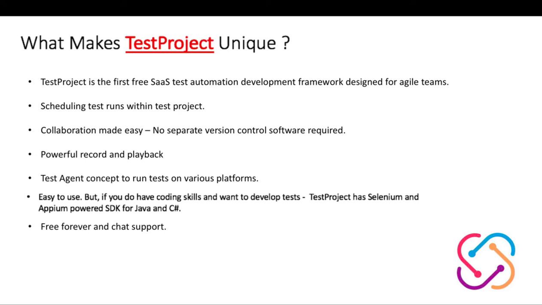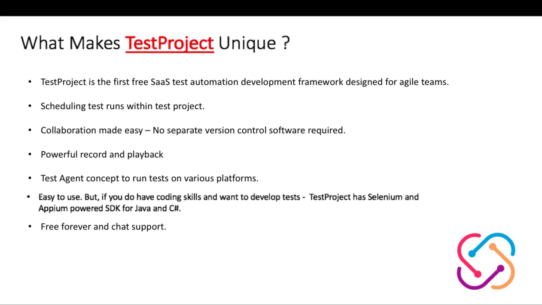And how is TestProject unique? It is completely different from other automation tools. Of course, TestProject is the very first free SaaS test automation development framework designed for agile teams. SaaS is software as a service. It's hosted in the cloud and given free to the entire world. It's a very first solution. So you don't need to develop any framework. You don't need to integrate multiple components of different software. You just sign up and you're ready to use it. So in that way, it is quite unique.